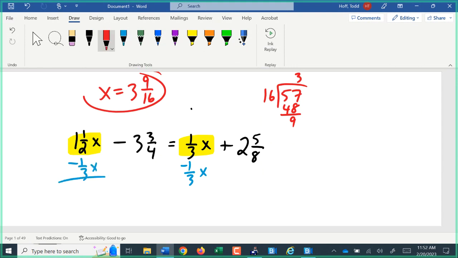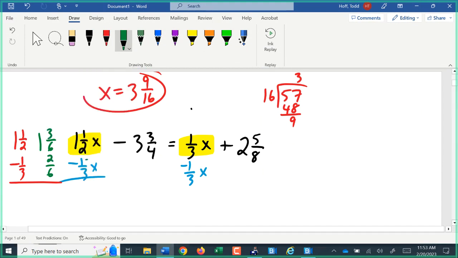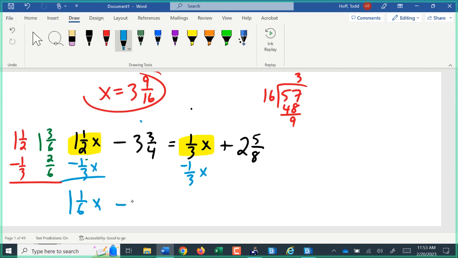So now on this left side, I have 1 1/2 x minus 1/3 x, which is 1 1/2 minus 1/3. Common denominator there is going to be 6. 1/3 is 2/6, 1/2 is 3/6. Subtract, 3 minus 1 is 1/6. And then we have the 1. So that's 1 1/6 x, minus the 3 3/4. On the right side, the 1/3 x is gone. We just have the 2 5/8.